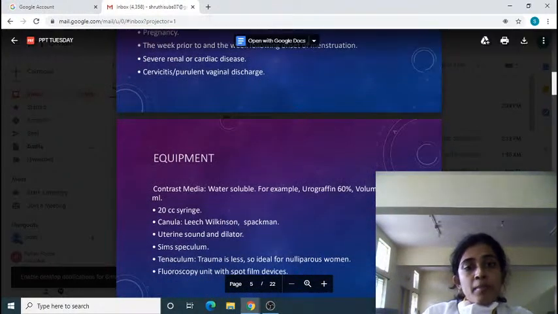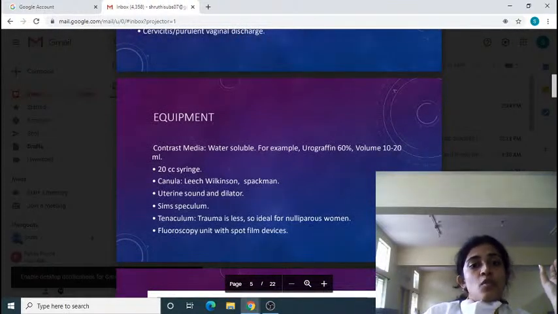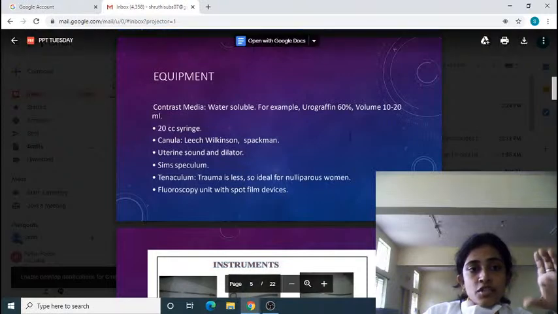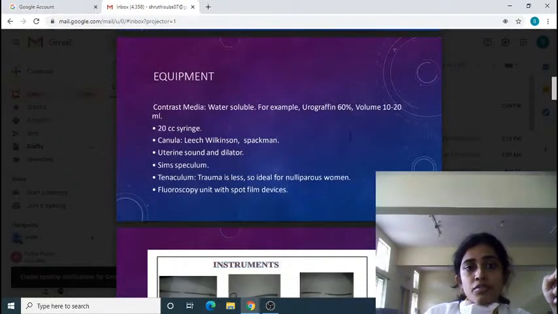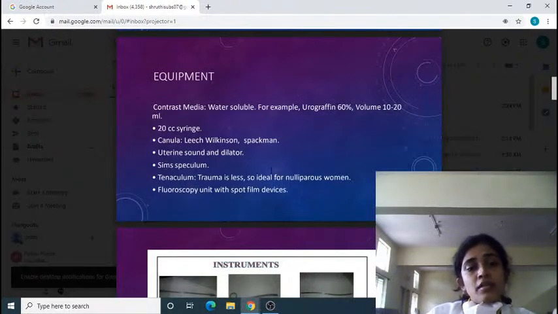So what are the equipments we use for HSG? Firstly, talking about the contrast media, we use a water soluble contrast media, for example Urografin. 10 to 20 ml is used. And we need a syringe for injecting the contrast media into the uterine cavity. Then we need a cannula. In this case, we use a Leech-Wilkinson cannula, and then we need a uterine sound and dilator so that we can dilate the cervix. Then insert the Leech-Wilkinson cannula, and then through it we can inject the contrast media.